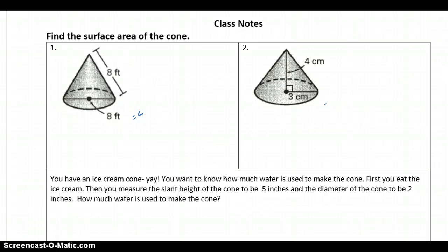Okay, so find the surface area of the cone. What did we say was the difference between a pyramid and a prism? A pyramid comes to a point at the top, and a prism has two bases. Similarly, a cylinder has two bases, but a cone has a base and a point. So, the surface area of a cone, we had a formula for that.